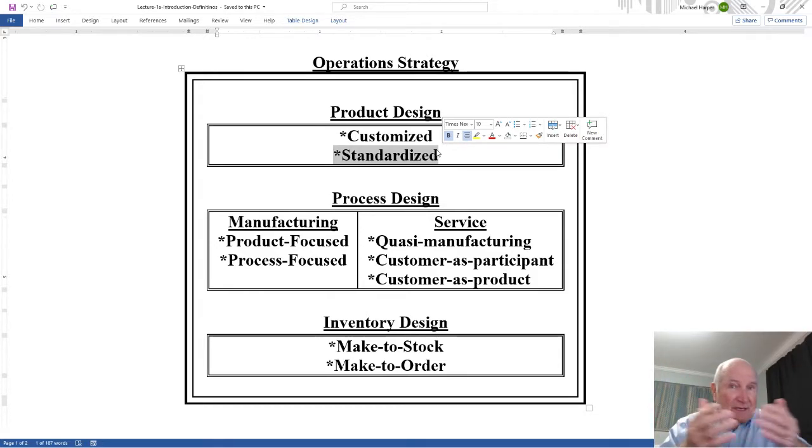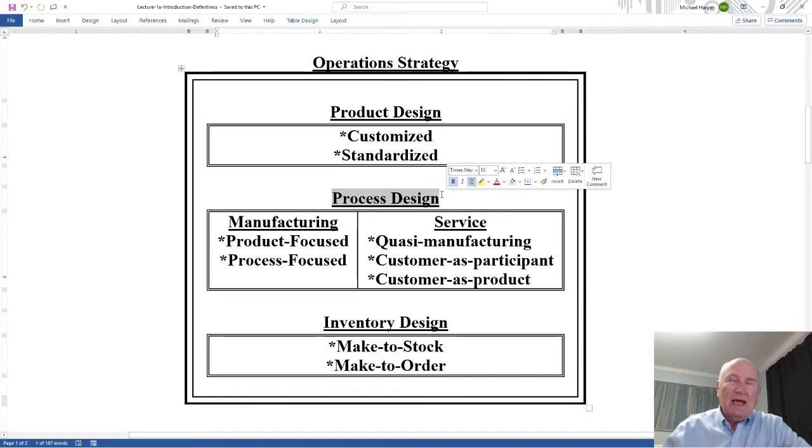And how that is mixed and where it is mixed is part of your operation strategy. Next is process design. How do you go through and actually produce the product or conduct the service?